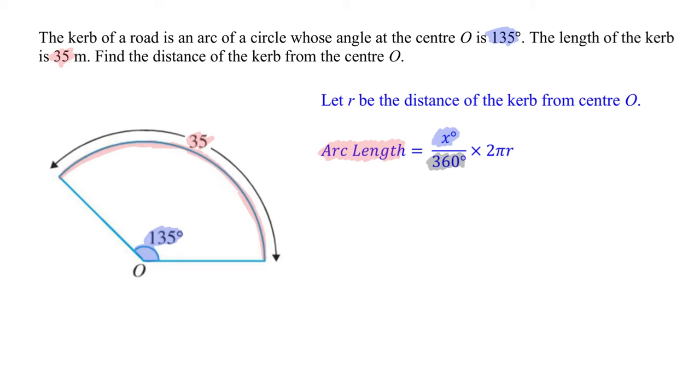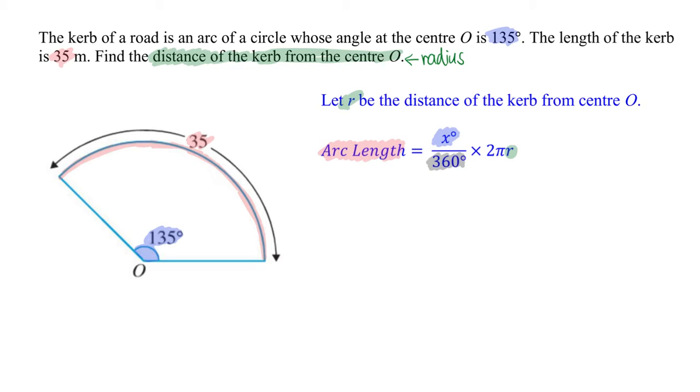And what is this r? You might wonder. Yes, r is actually the distance of the curve from the center O. So in this case, we are actually trying to find the radius. Okay, and that's why my r will become the distance.